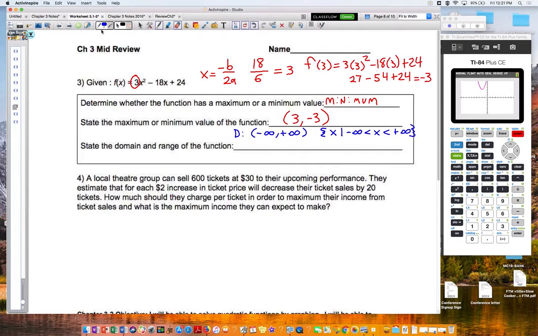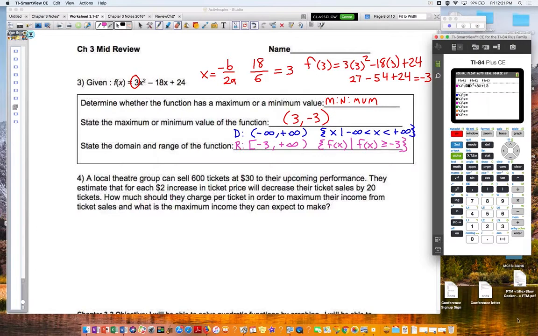For the range, set notation I think is a lot easier. It starts at negative 3, almost misspoke there, and goes to positive infinity. As in set notation, we'd say the function goes such that the function f of x is greater than or equal to negative 3.